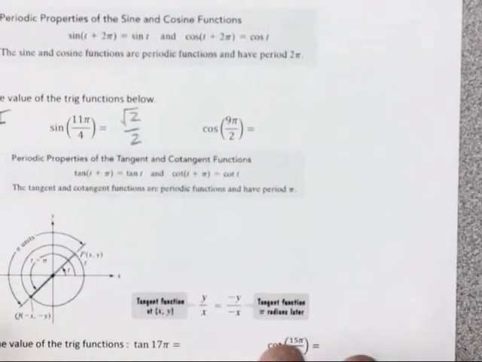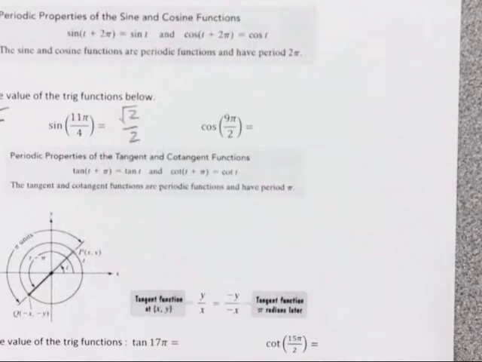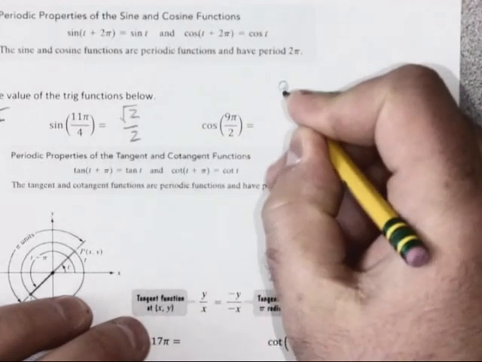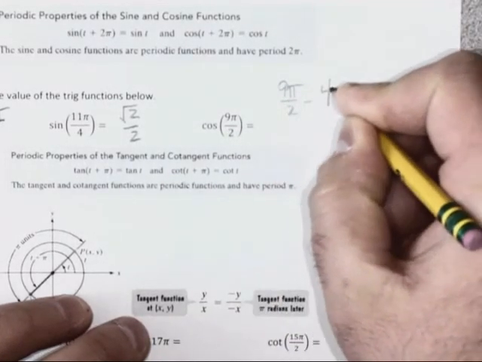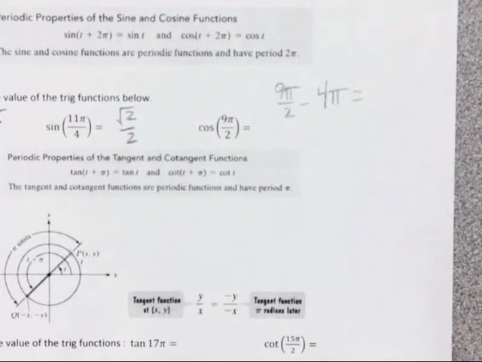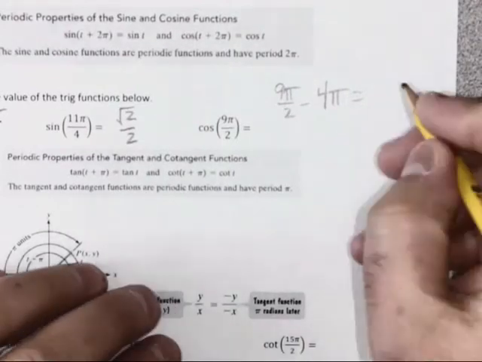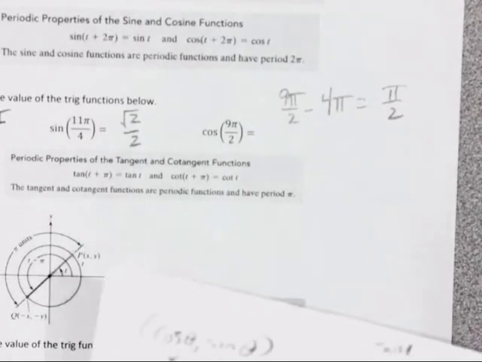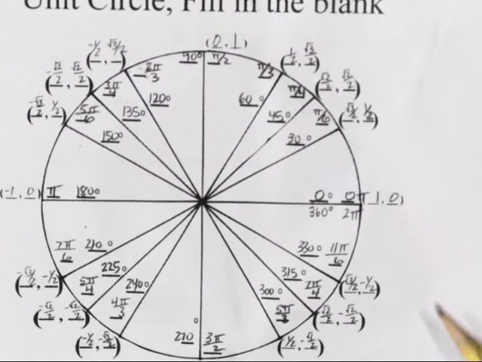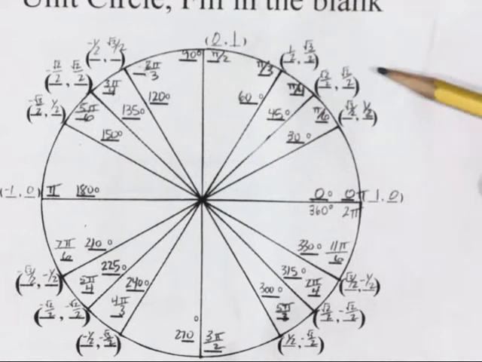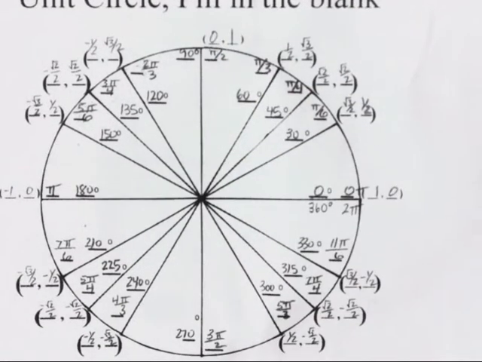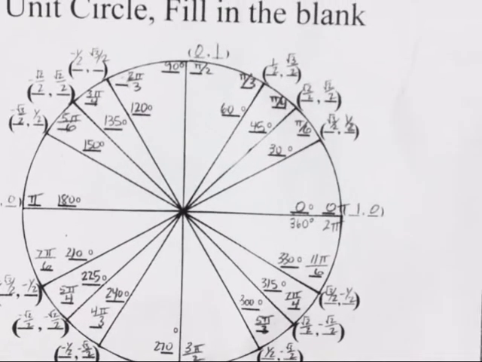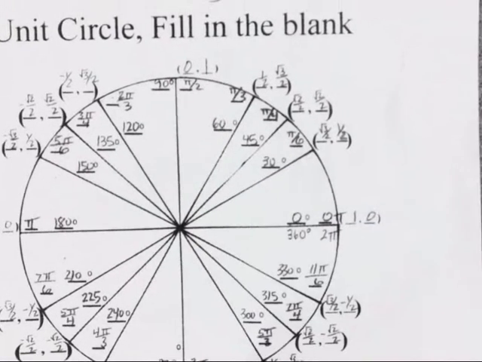Cosine of 9 pi over 2. In this case, I'm making more than 2 rotations. So I'm going to subtract 4 pi from 9 pi over 2, and that's going to give me pi over 2, which is once again the coterminal angle. So pi over 2 and 9 pi over 2 end at the same place. That allows me to find the value of the cosine of 9 pi over 2, which in this case would be 0.